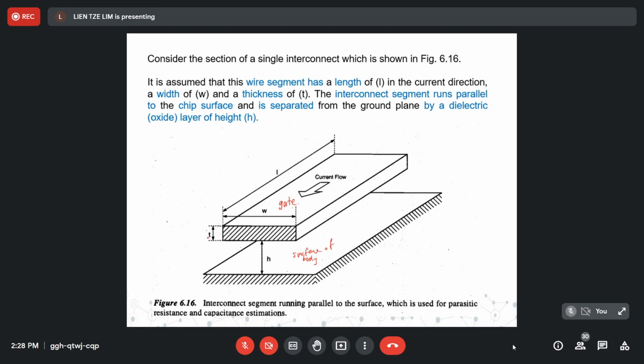Remember, T, if we use it to label a MOS structure, actually refers to thickness, not time, not speed. The interconnect segment runs parallel to the chip surface and is separated from the ground plane by a dielectric oxide layer of height h. So h is defined as height, meaning this distance.